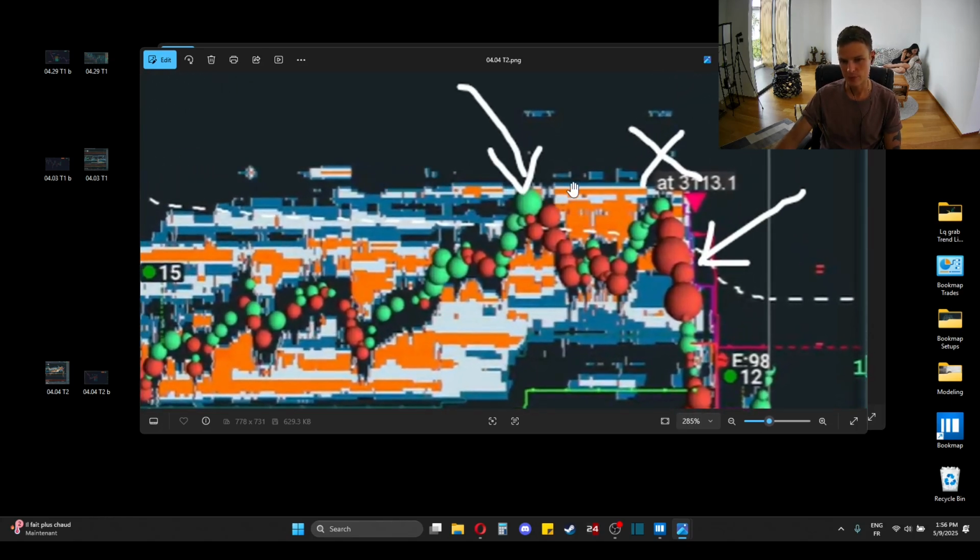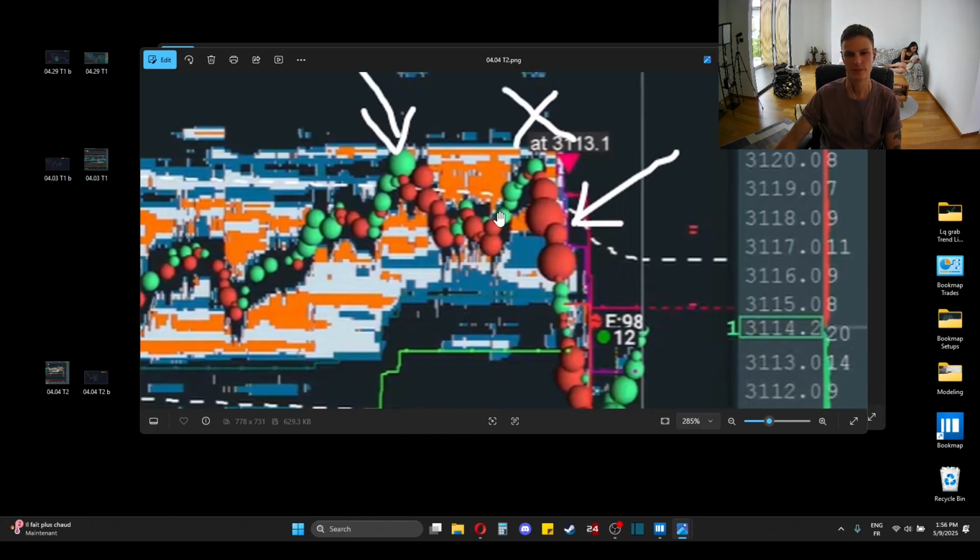You have some either hidden orders or visible orders. I'm not seeing any red lines here, so I didn't see any clear orders, but clearly there were some hidden orders because this guy never was able to push price up. Immediately you have some sellers stepping in, which I could have shorted here already, to be fair. But this was even better.